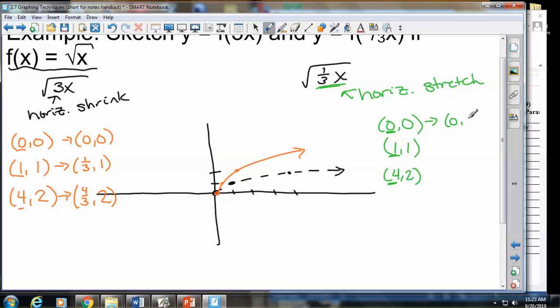You are taking your x's times 3. So (0, 0) doesn't move. (1, 1), if you take 1 times 3, you get (3, 1). (4, 2) would become (12, 2). So we see our graph went like that. It got really short and stretched out horizontally.